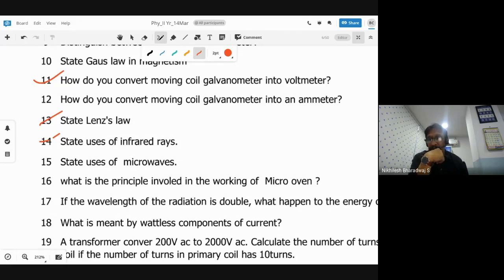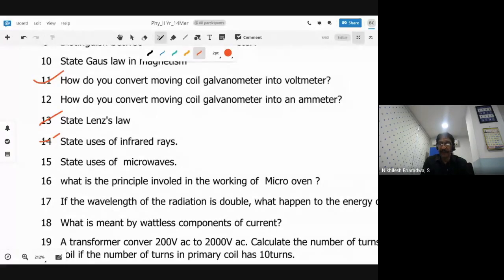Another is fiber optic. Lenz law once again. According to Lenz law, the direction of induced current will be always in such a direction to oppose the cause for it.